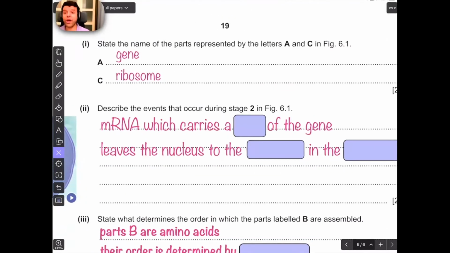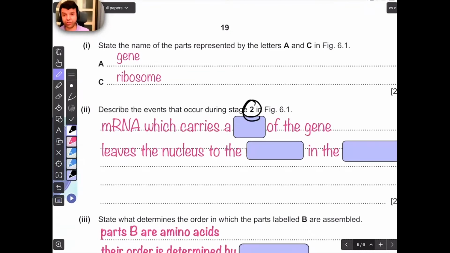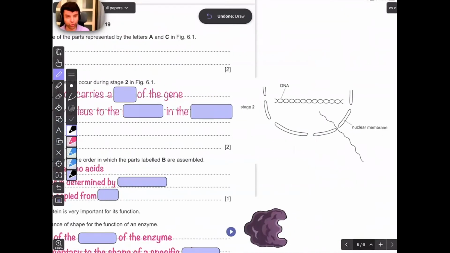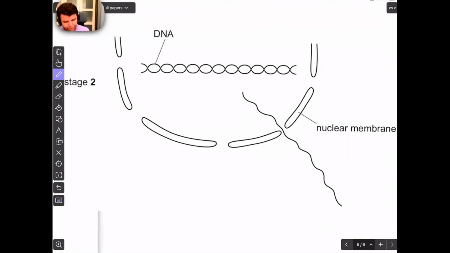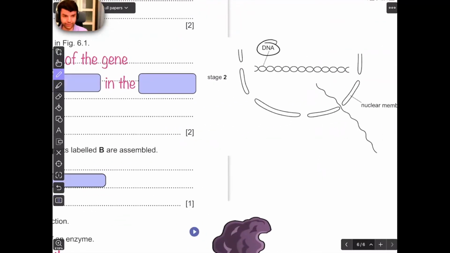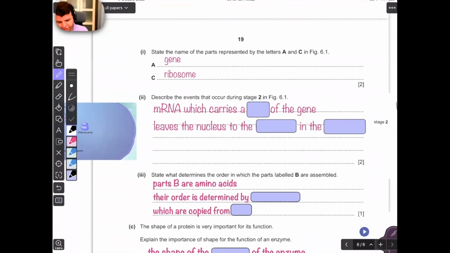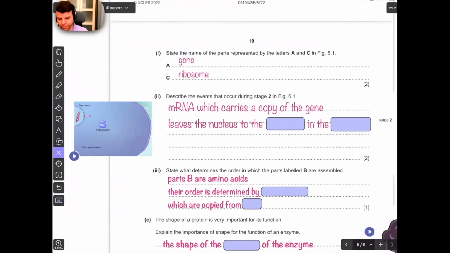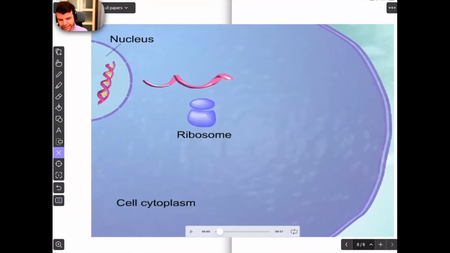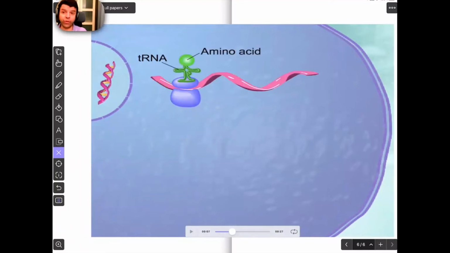And then they said, describe the event that occurs in stage number 2. So stage 2 shows you what? It shows you something like a thread coming out from the nucleus, right? So what do we call that thing that exits the nucleus right after the first stage of protein synthesis? Yes, very good. We call that the messenger RNA. So again, we say messenger RNA. What is messenger RNA? Messenger RNA is a copy of the gene. What does it do? Once it's made in the nucleus, once it's copied in the nucleus, it exits the nucleus and it joins the ribosomes, right?